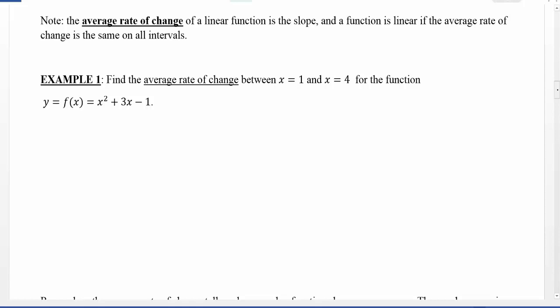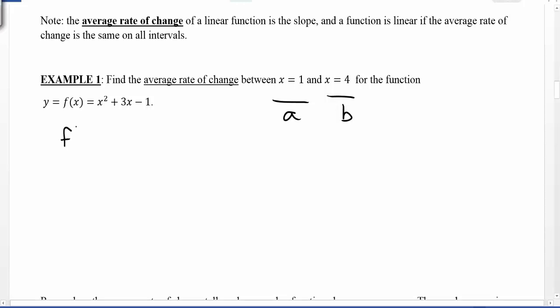Let's look at a few examples of how we can compute average rates of change in other ways that are not on graphs. So first, let's look at an example of a formula here that's y equals f of x equals x squared plus 3x minus 1. And let's try to find the average rate of change between x equals 1 and x equals 4. Since x equals 1 and x equals 4 is the interval where we want to calculate our average rate of change, that's our a and our b. I'm going to use 1 as my a and 4 as my b. Again, it doesn't actually matter how I pick my a and b as long as I'm consistent in the formula.